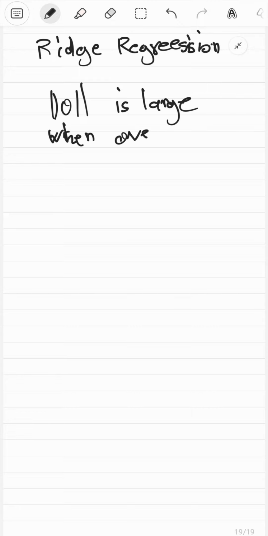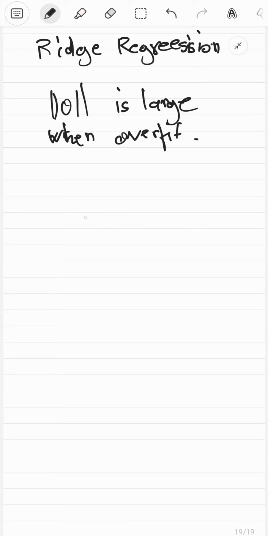That is that the magnitude of your theta vector is really large when overfitting happens. So this is a symptom of overfitting. So what we can do is avoid this, and that will sort of avoid overfitting as well. And the way we do that is we put a penalty for whenever your theta becomes too big.